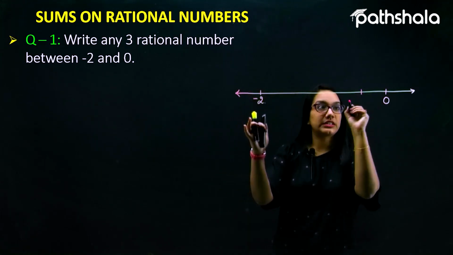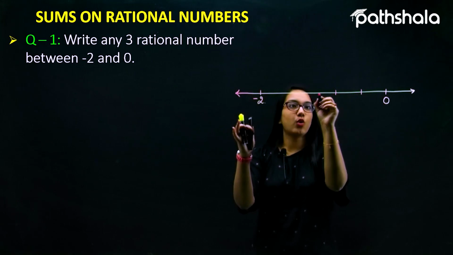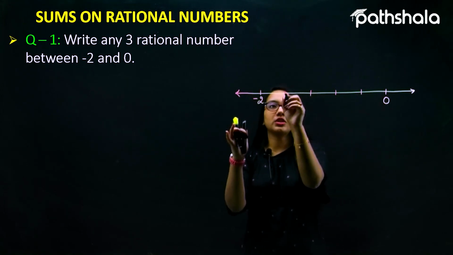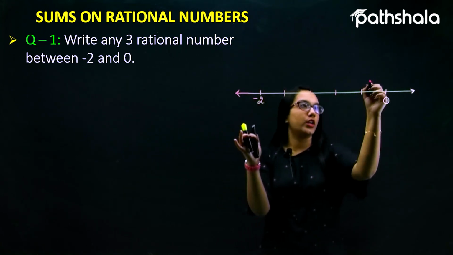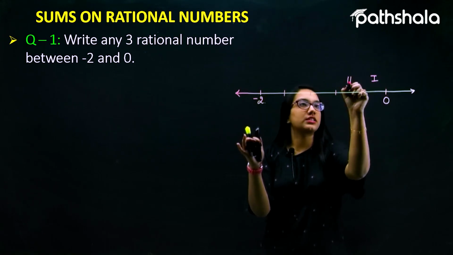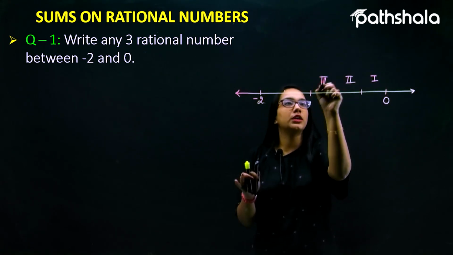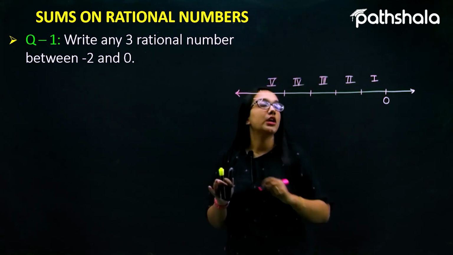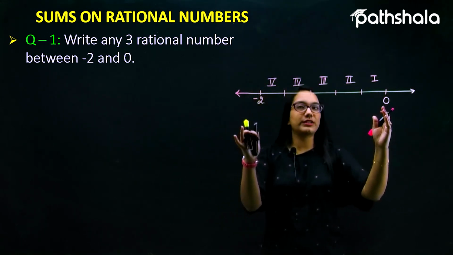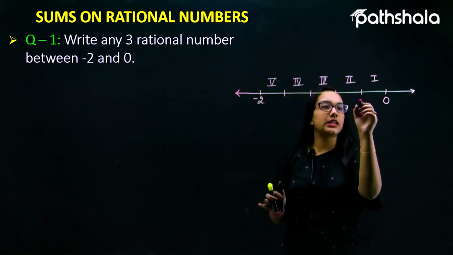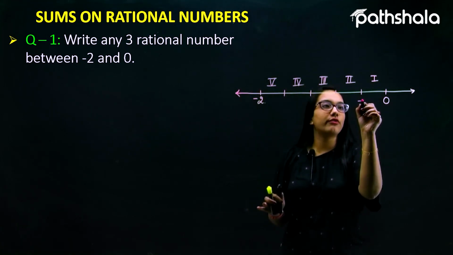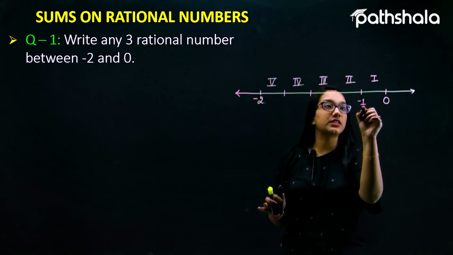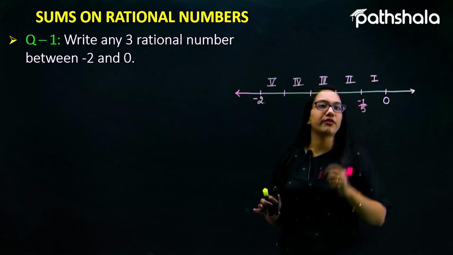This is my first section, this is the second one, this is the third, this is the fourth, and this is the fifth section. So I have divided it into 5 equal sections. It means that this is nothing but minus of 1 by 5, because it is the first section out of the five sections.